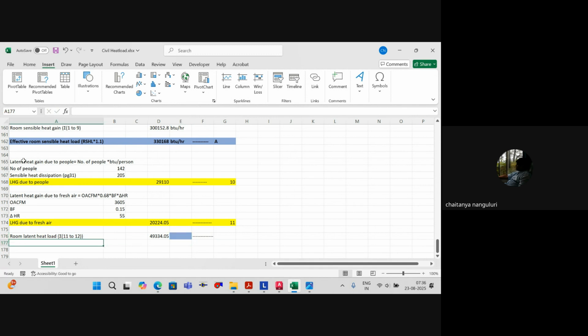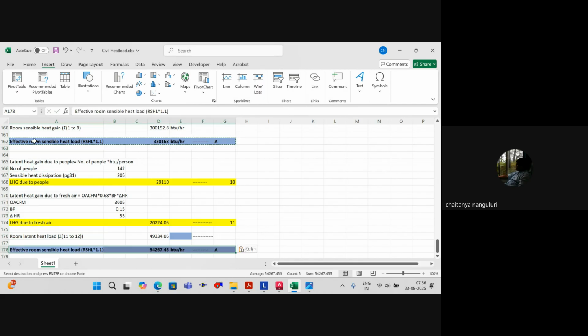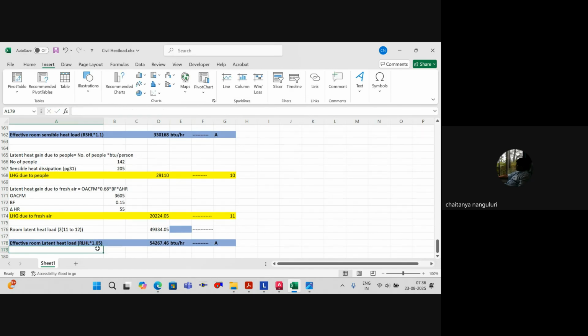So now we have to calculate the effective room latent heat load. Understood? We'll not call it sensible; this is latent heat load. Room latent heat load into 5%, which we generally take for latent. 10% is not required. So we multiply by 1.05, and automatically you get this value. I'll take this as equation 13. Am I clear or not?